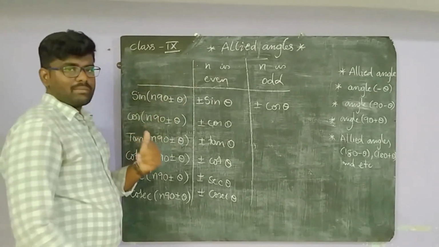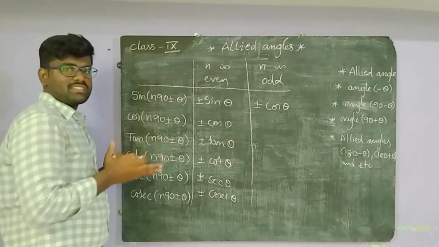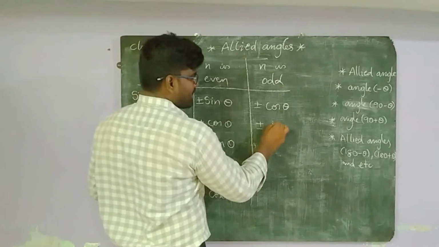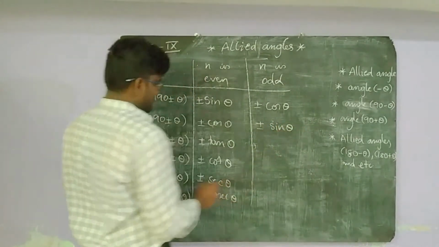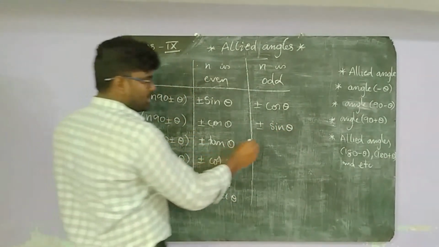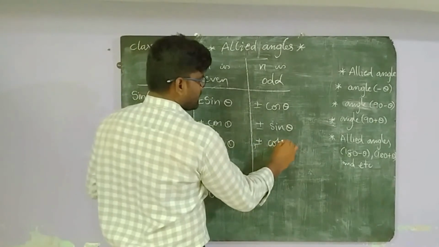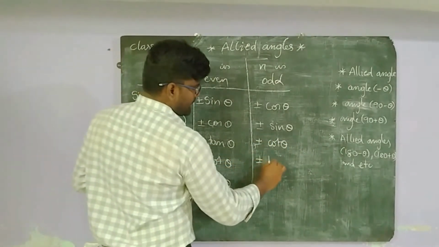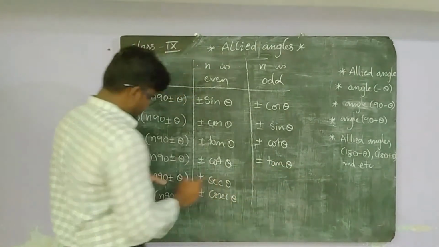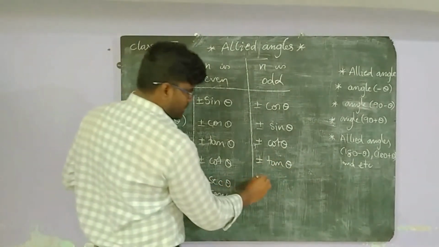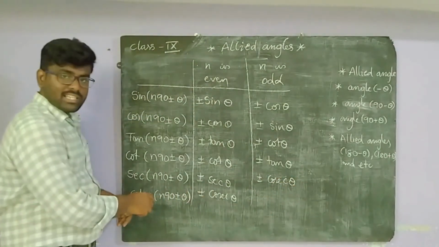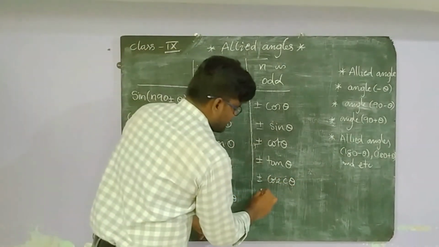Odd multiple of 90 means it will be changed. Cos(90 minus theta) changes to sin, that means cos changes to plus or minus sin theta. In the same way, tan changes to plus or minus cot theta, and cot changes to plus or minus tan theta. In the same way, secant changes to plus or minus cosecant theta, and cosecant changes to plus or minus secant theta.